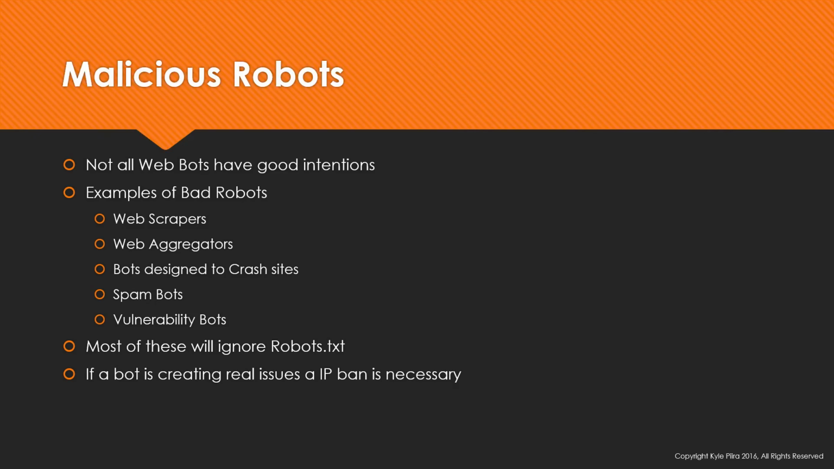Some examples of bad robots that you might not want on your site would be a web scraper, which is a bot that just visits your site, copies content, and takes it somewhere else so that it can be republished. Web aggregators are pretty similar to web scrapers, except I find web aggregators usually work more on RSS feeds than actually going to the site. And web scrapers is more just taking a pure copy of the HTML and taking it off your server, putting it on theirs.